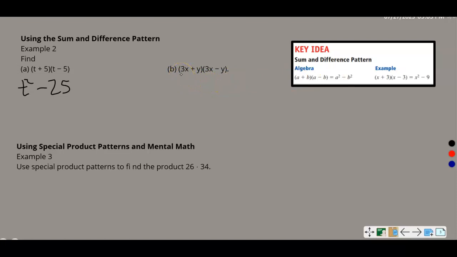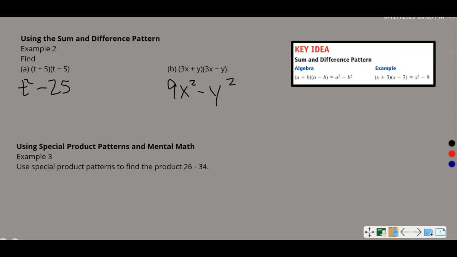All right, so B part, 3x times 3x. So we're going to have 9x squared. And then y times negative y is negative y squared. Again, this is another simple pattern to just commit to memory. It's very handy on the ACT to be able to go quickly through some of these factoring questions.